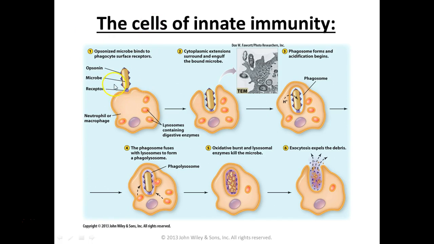So first step, actually binding to what it's going to ingest. The next step is it's going to use its cytoplasm, the proteins within it, the microtubules and the microfilaments, and it's going to push its plasma membrane around, in this case, the bacteria. In doing so, they're going to create a vesicle on the inside that the bacteria is going to be trapped in. The name we give to that vesicle, because it's through this process of phagocytosis, is called a phagosome.